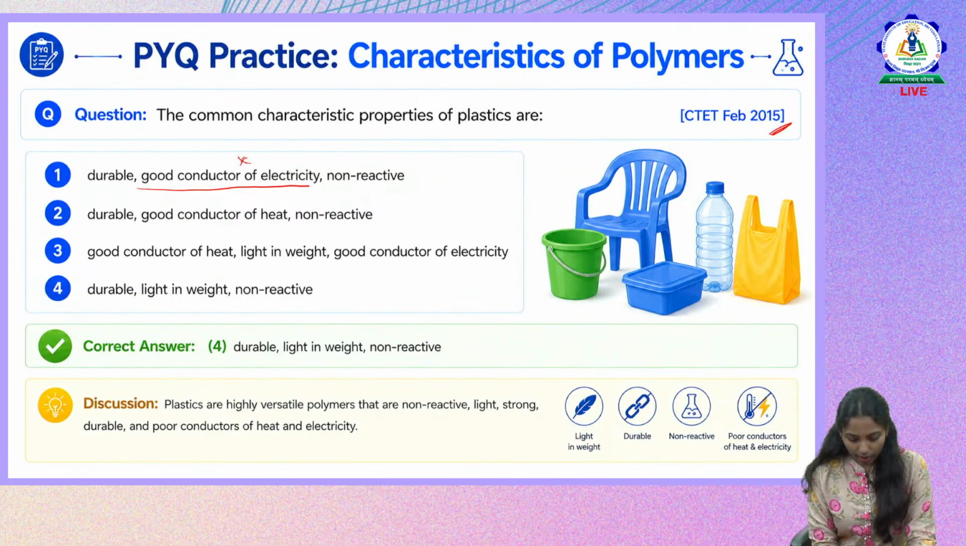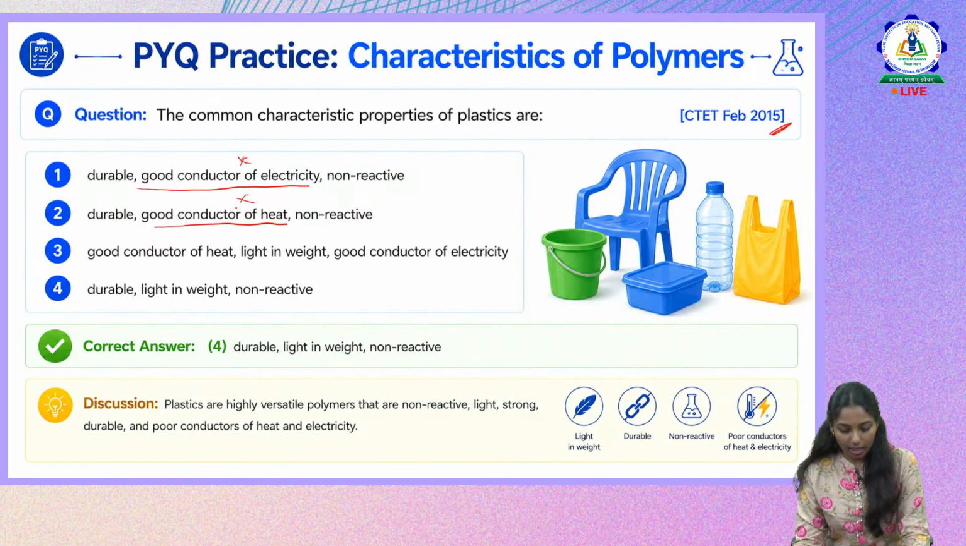Okay, so even it is not a good conductor of heat, so you can eliminate this one. Next, the third option is good conductor of heat, light in weight, good conductor of electricity. Since you have eliminated this and this, you can eliminate the third option also. Let us look at the fourth option: durable, light in weight, non-reactive. So you can go with this option, option 4.